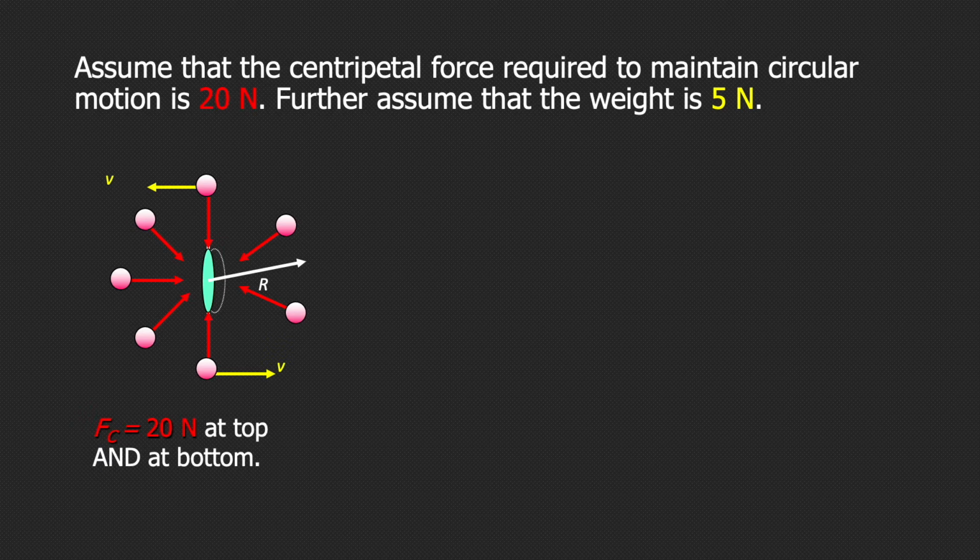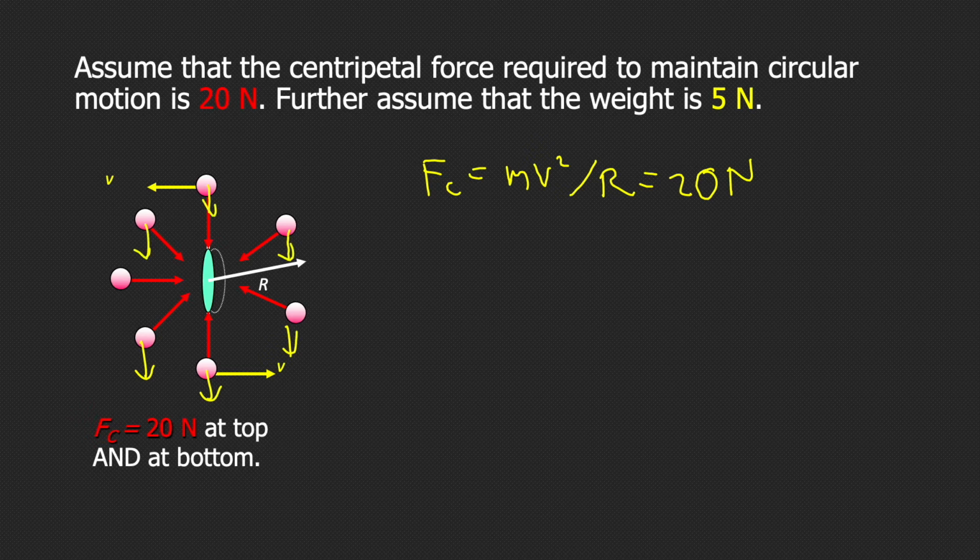Now assume that the centripetal force required to maintain a circular motion is 20 newtons. Then further assume that the weight is 5 newtons. So Fc is equal to mv squared over r, which is equal to 20 newtons. This is the resultant central force at every point in the path. And the weight vector W is of course downward at every point, so the weight is always downwards.